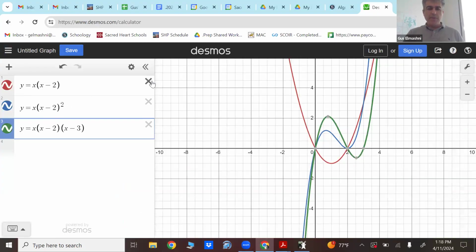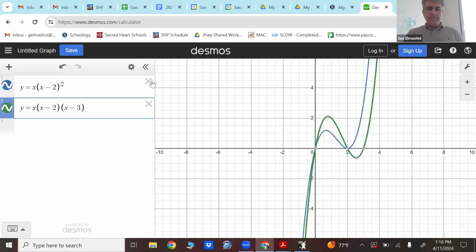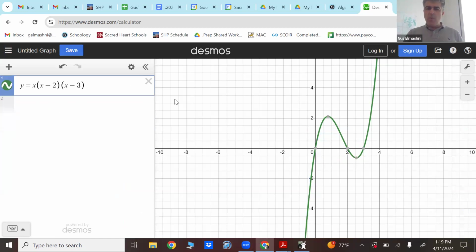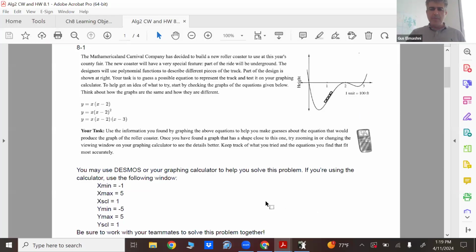So I don't like the first one. I'll get rid of that one. I kind of like the third one. Why do you think I like this one? Because when I compare it to the notes again, right, what are the x-intercepts of this roller coaster? Where is it crossing the x-axis? 0, 2, and 3, right? So it's crossing at 0, 2, and 3. And it's bouncing at 2, right? It bounces at 2, but crosses at 0 and 3.